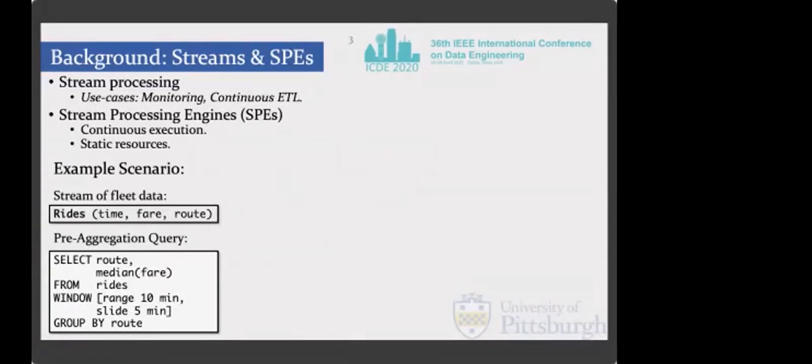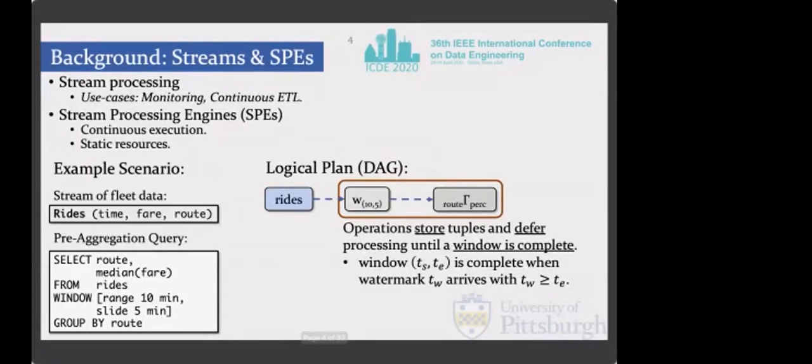Windowing is used in order to avoid depleting available storage. This query's logical plan consists of a source, a window, and a median operation. Depending on the SPE, the window and the median operations can be fused together to avoid network I/O. Window operations require storing tuples and defer processing until a window is complete. This happens when an operation receives a watermark, which is a control tuple containing a timestamp sent by the source.